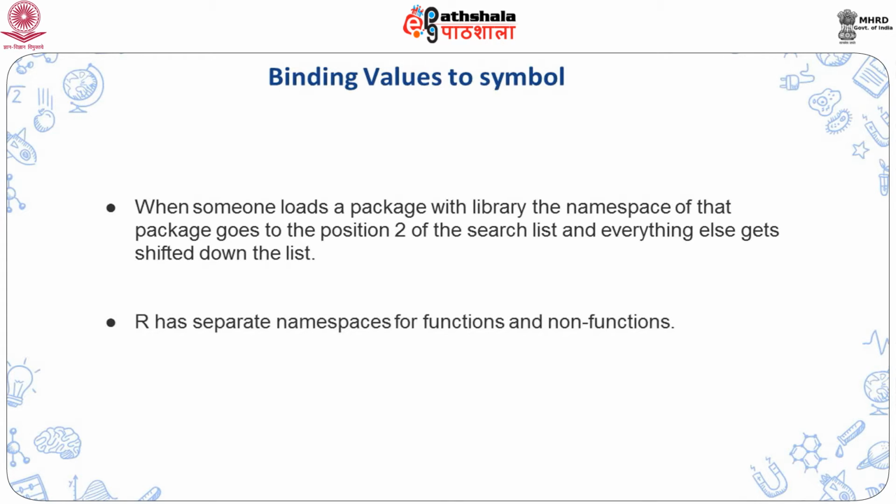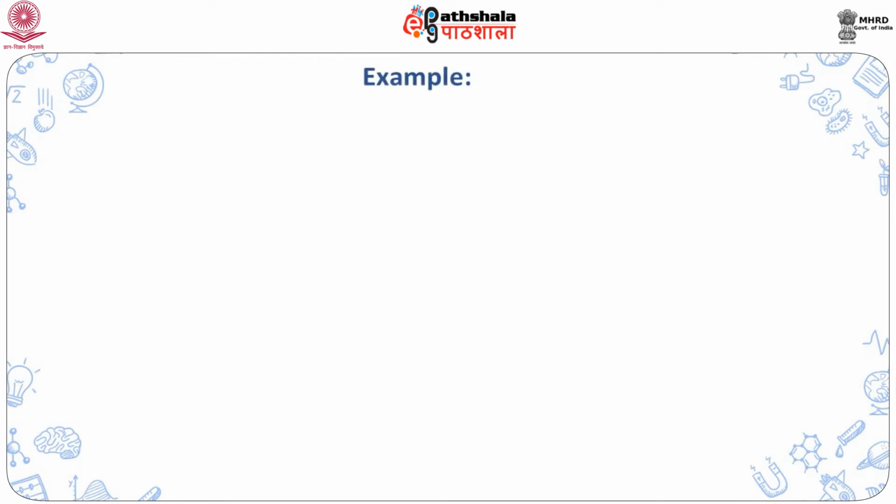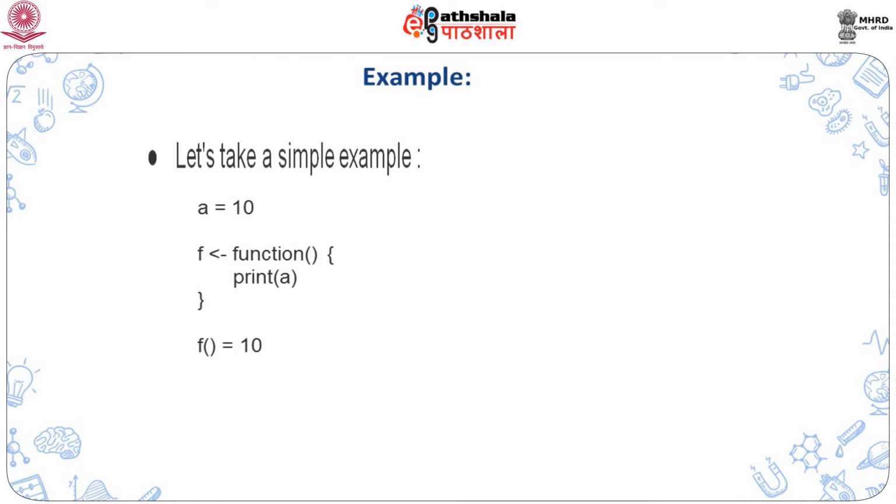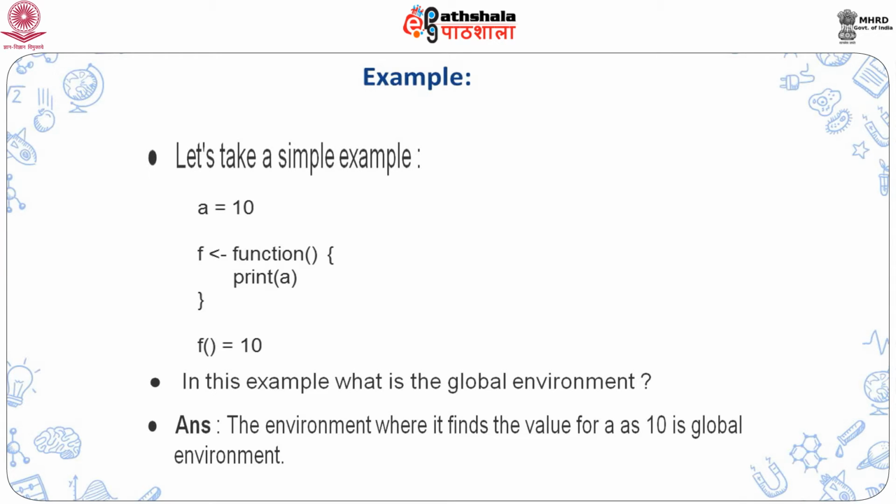R has separate namespaces for functions and non-functions. Let us have a very simple example here to demonstrate this. Here a is taken to be 10, then we have a function f which contains print(a). So, if you call the function f, it simply gives you 10. It is very obvious now. So, in this example, what is the global environment? The environment where it finds the value for a as 10 is the global environment.